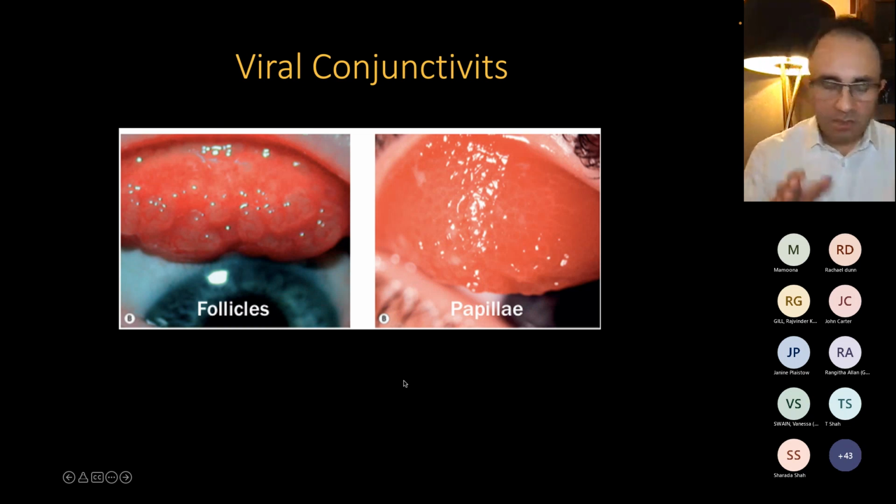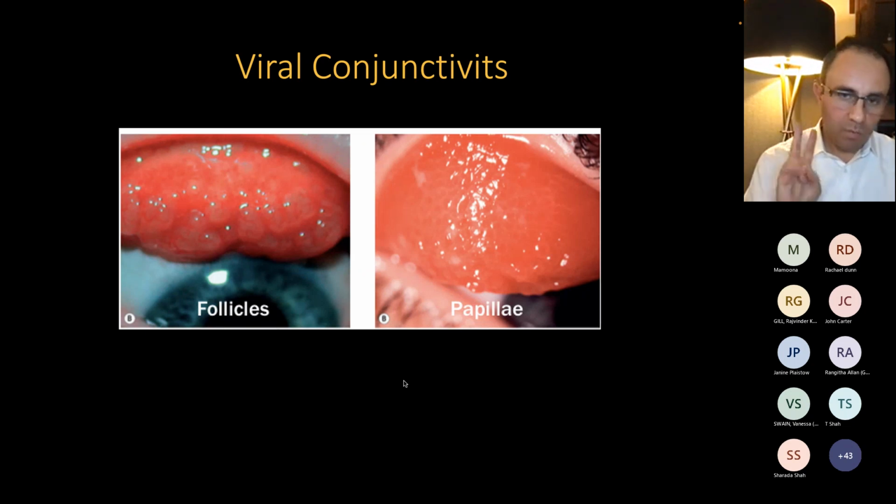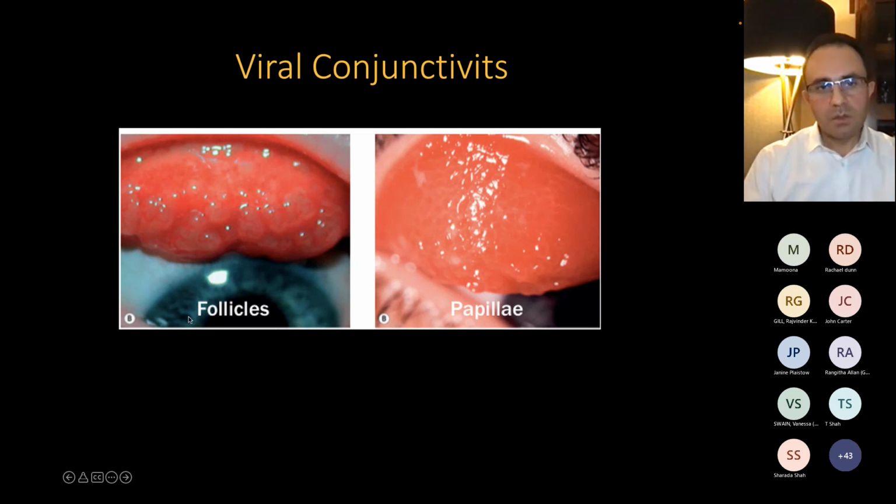The viral conjunctivitis is very similar to the bacterial from your point of view, but only, in my humble opinion, two differences. So these we see under the microscope. I just wanted to show you this to see how we distinguish between them. But in the viral conjunctivitis, which is here, obviously, that's the bacterial. We see papillae under the upper lid, and in the viral, we see the follicles.